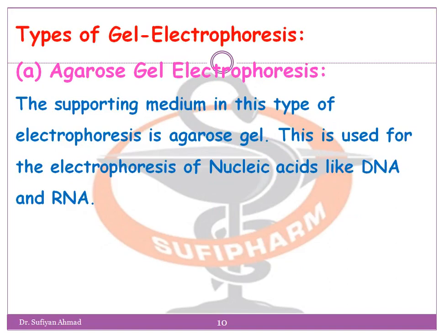Among the types of gel electrophoresis, now the agarose gel electrophoresis. Now we study the supporting media. In agarose gel electrophoresis, the supporting medium is agarose gel. This is used for the electrophoresis of nucleic acids like DNA and RNA.